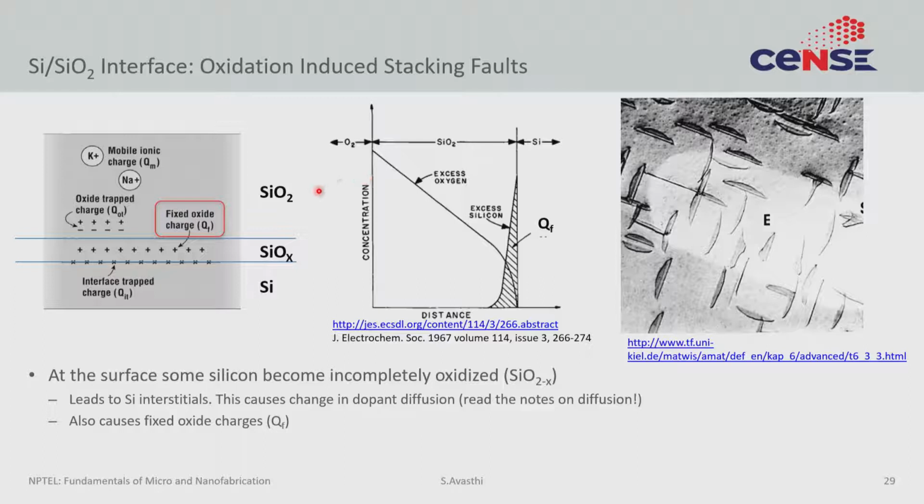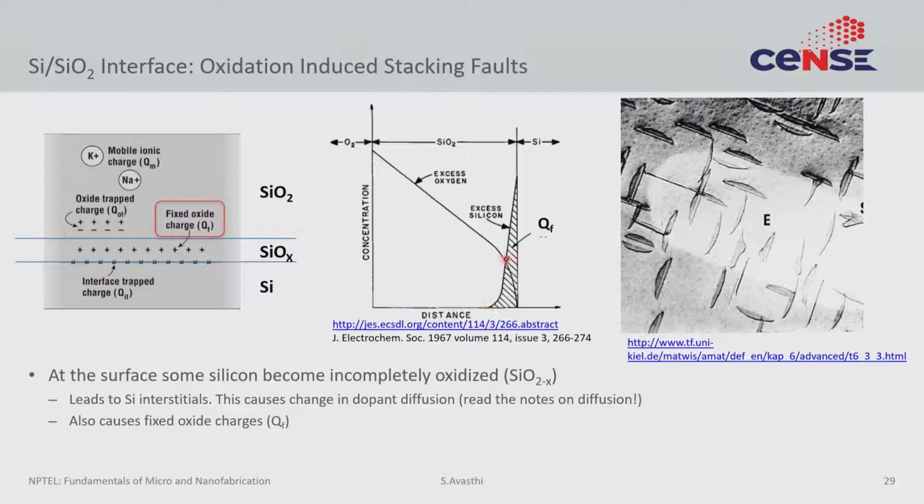While oxygen is diffusing from left to right, because the concentration of oxygen is higher on the left and lower on the right, silicon must also diffuse from right to left, because the concentration of silicon is higher on the right and lower on the left. This excess silicon that is diffusing from silicon into silicon dioxide causes some amount of defects in the silicon dioxide, because it makes the silicon dioxide non-stoichiometric.